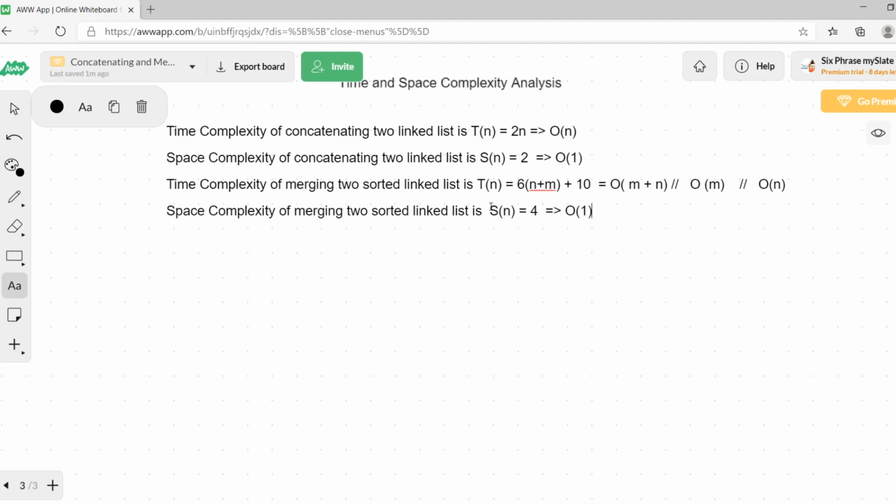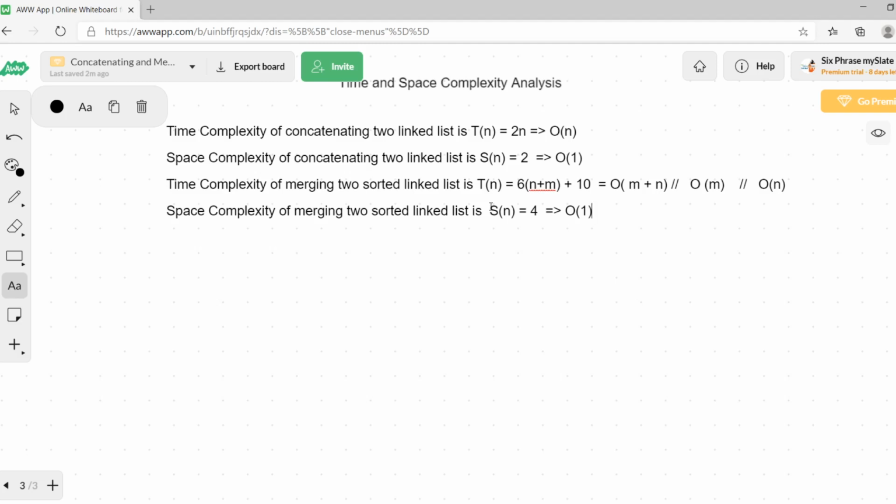So the time complexity of concatenating two linked lists is order of n. Space complexity of concatenating two linked lists is order of 1. Time complexity of merging two sorted linked lists is order of m plus n, general case. If a special best case input is provided, then it will be either order of m or order of n, if the inputs are provided in that manner. But for the general case, it is order of m plus n. Then the space complexity of merging two sorted linked lists is constant space, order of 1.